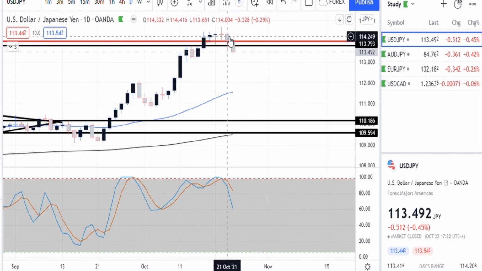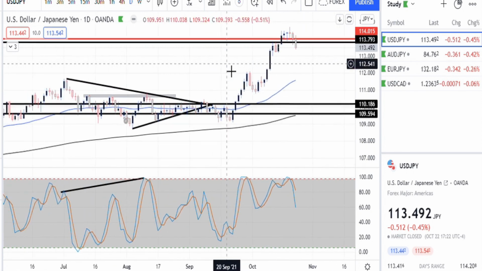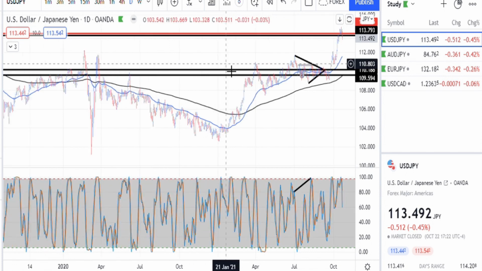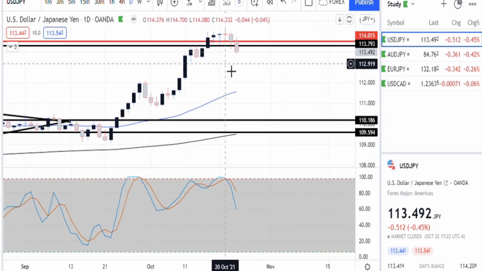Okay, so on the daily, we got a doji and we got two bearish candlesticks. So reversal, let's look to the left. Anything to the left of us? Nope. Alright.